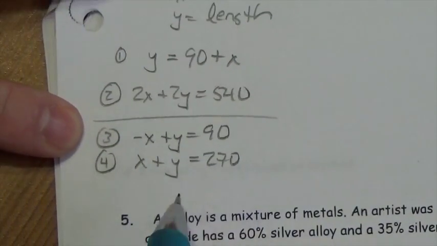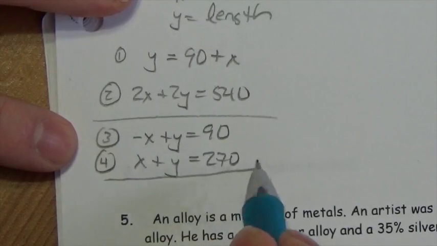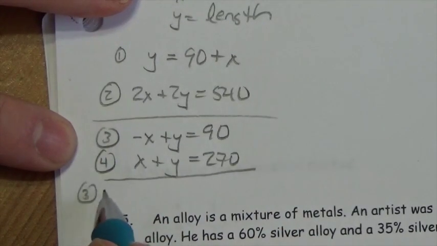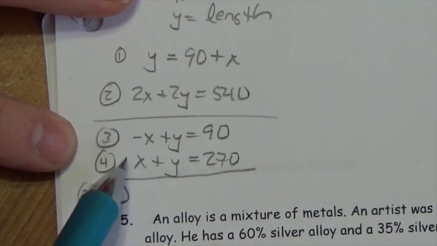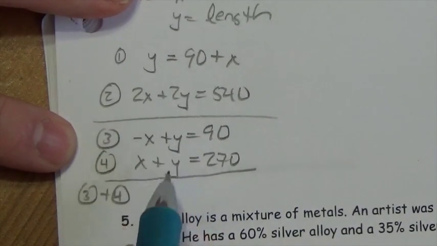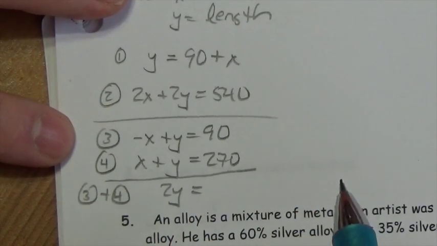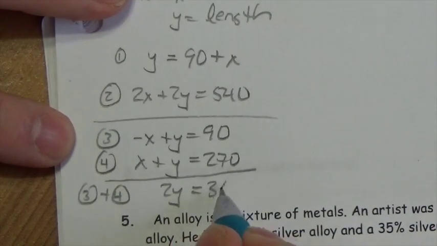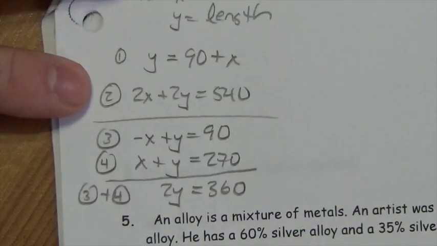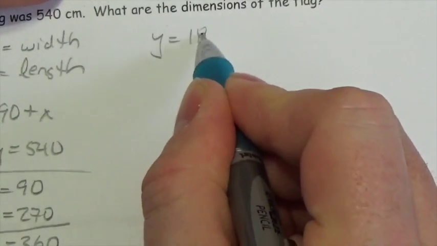Now I've got a system of equations. It's set up nicely for me to solve. Away I go. I am going to take equation 3 and I'm simply going to add equation 4, that is going to eliminate the x's for me. And then y plus y is going to equal 2y. 90 plus 270 is going to be 360. And by quick division, I'll see that y is equal to 180.